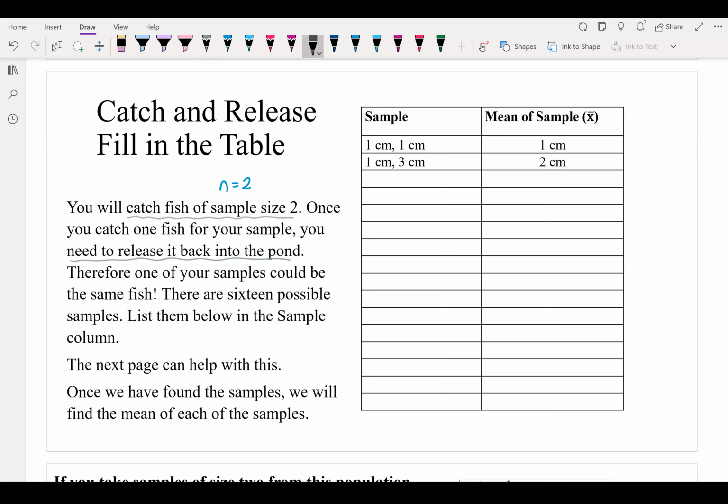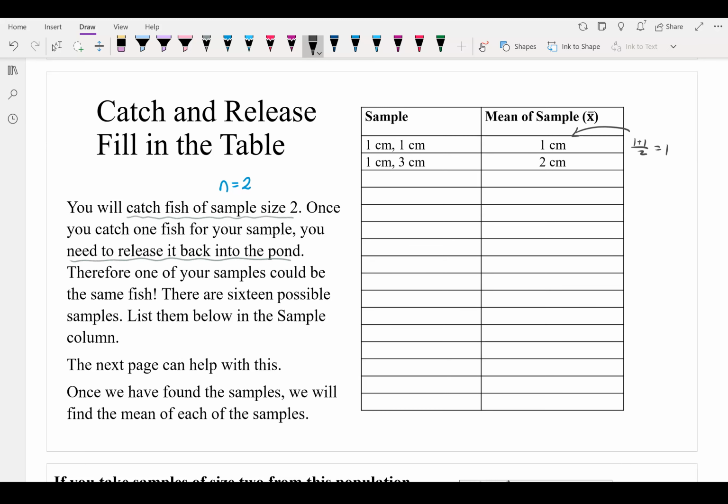Okay, so for example, think of this as a thought exercise. Just say your first sample could be 1 centimeter and 1 centimeter. That's when you catch a fish, you throw it back, you catch another fish, and you get 1 centimeter every time. The mean of the sample, 1 plus 1, divided by 2, is of course 1. So that's where this comes from.